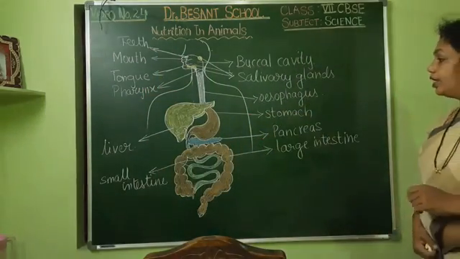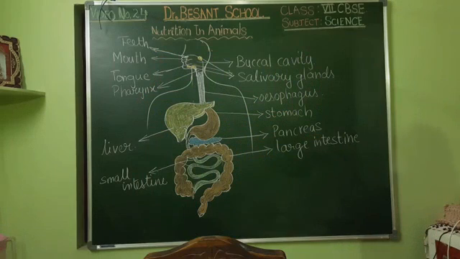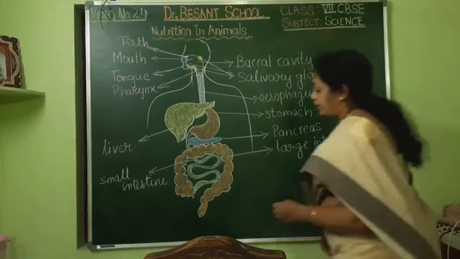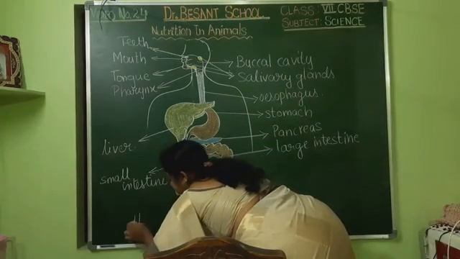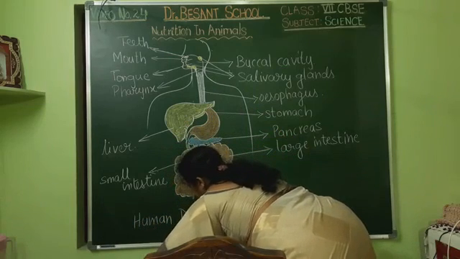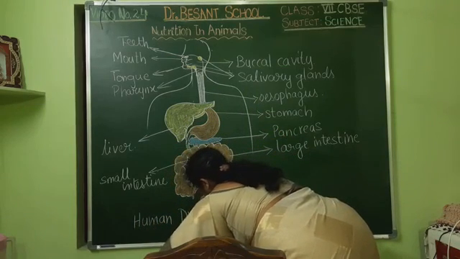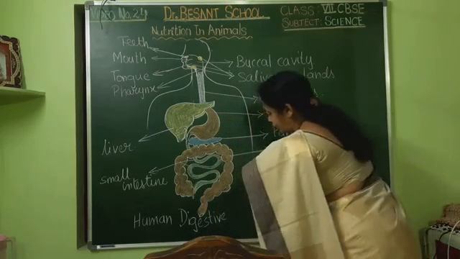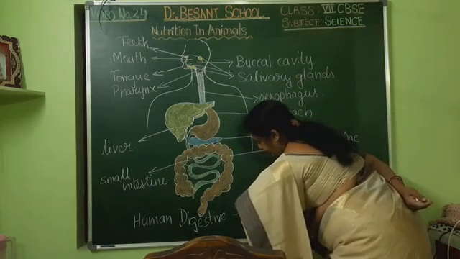Complete it, children. I'll give 2 minutes time to draw. I just write the name here: human digestive system. Then I just explain the parts. Practice the diagram. In the next video, I shall explain how the parts will work.